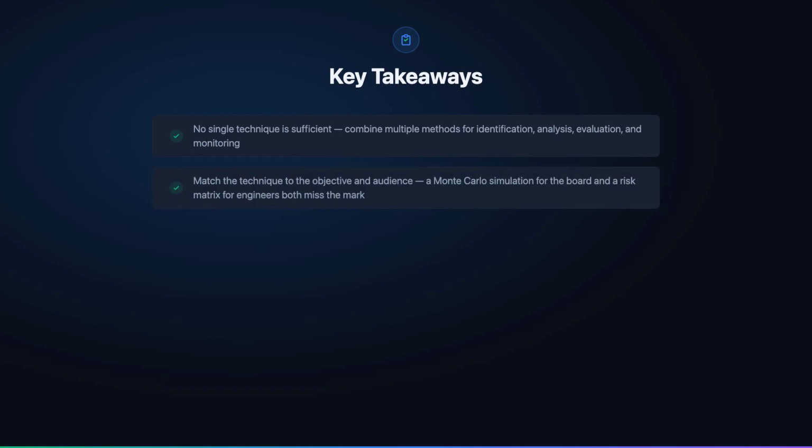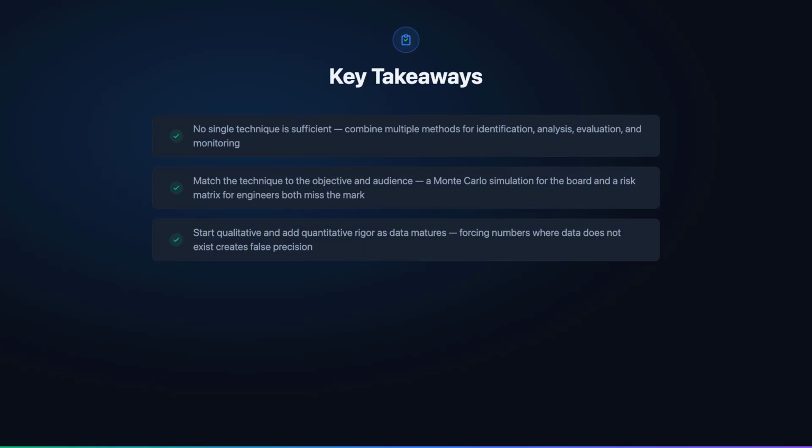Second, match your technique to both the objective and the audience. The most technically sophisticated analysis is useless if the audience cannot understand or act on it. Conversely, oversimplified analysis for technical audiences wastes the opportunity for deeper insight. Let the objective guide technique selection and the audience guide presentation.